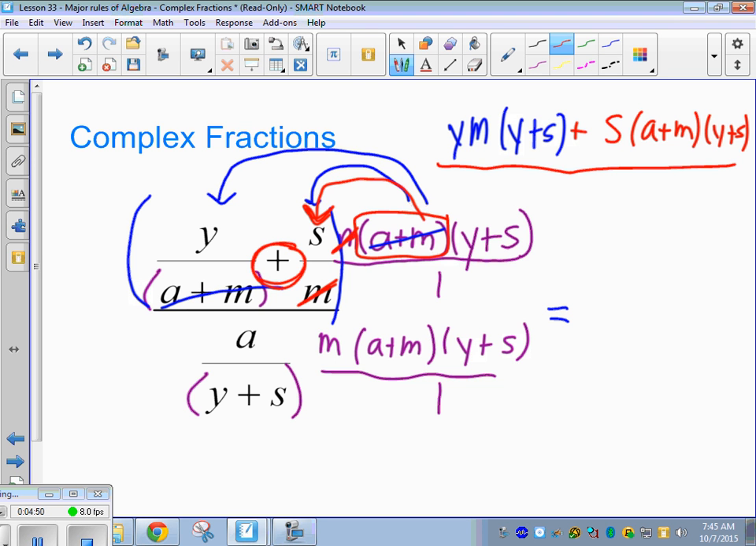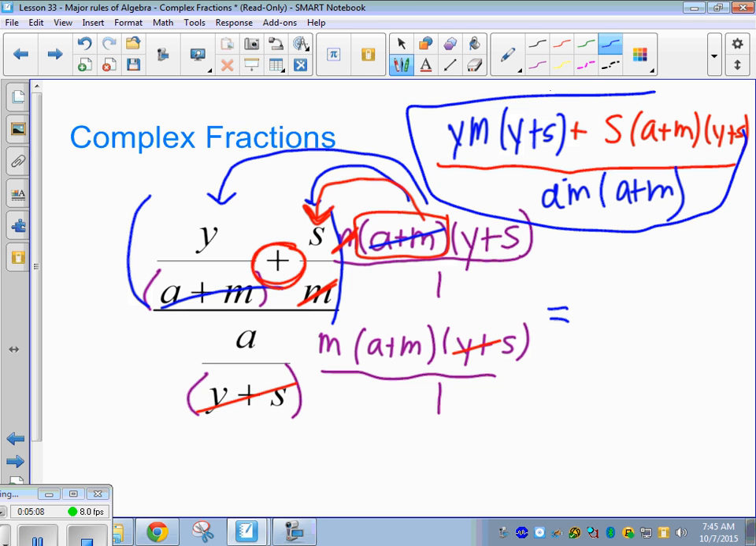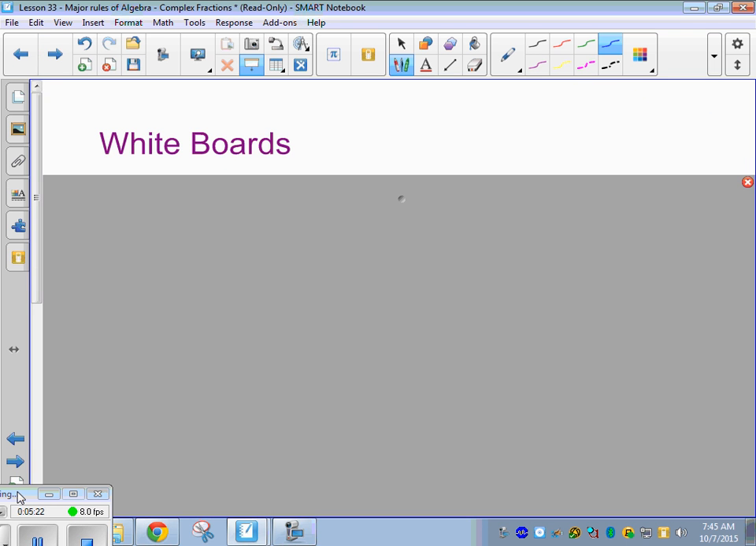So S. M's canceled. We have A plus M and Y plus S. Madness. All over. In the denominator, Ian, what cancels? The Y plus S and the Y plus S. And so, Jordan, what's left over? And lucky for you, you don't have to multiply it out. That would be a lot more steps. So that's it. Just make sure you cancel the right things in your head if you can, and don't cancel things twice. That's my answer.